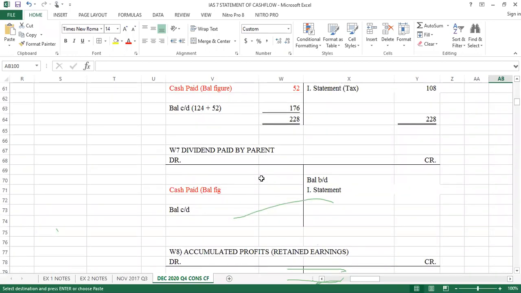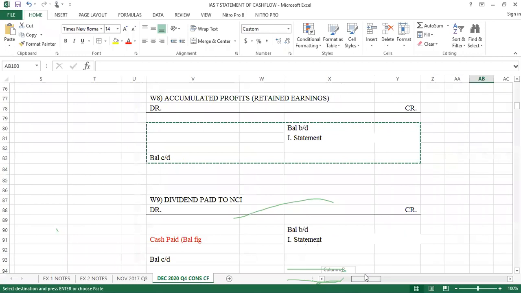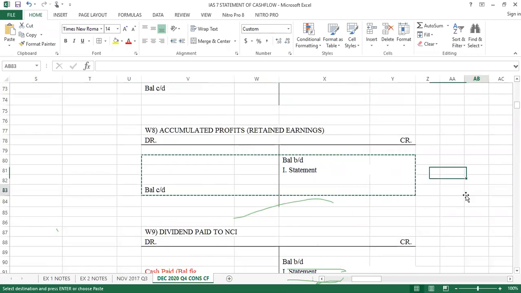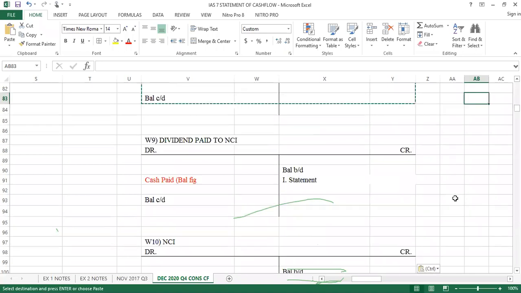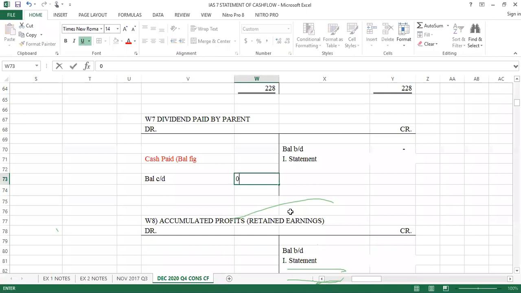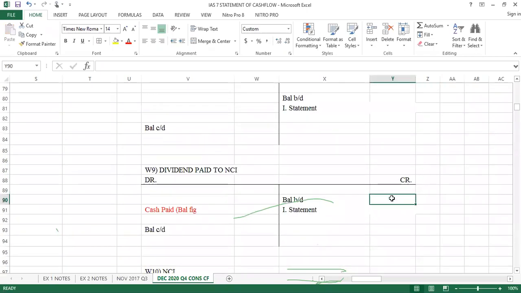So dividends, how do you get the dividend paid? You go to the current liabilities. We didn't have it. So dividends paid is not there in the current liabilities. It is missing. Because it is missing, it means there was no accrual, which means what was payable is what was paid. So this other one is also missing. It even makes the work easier.